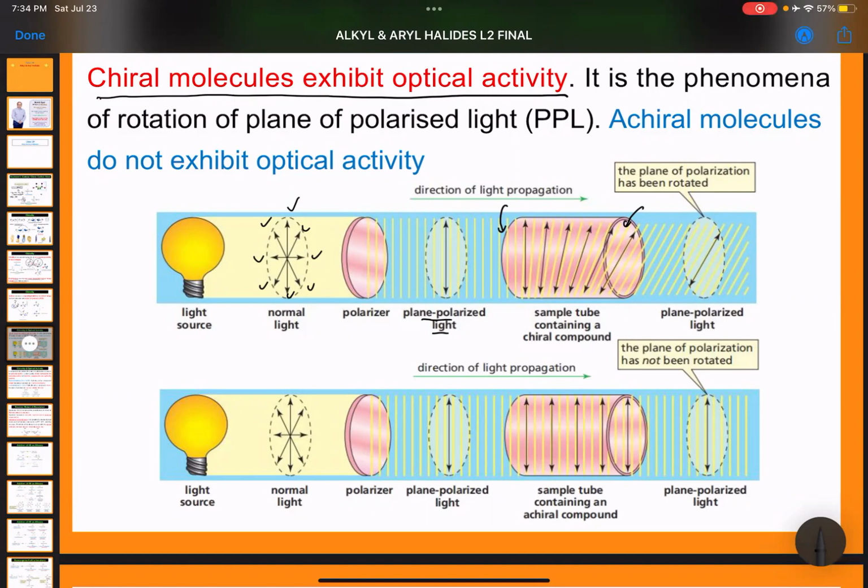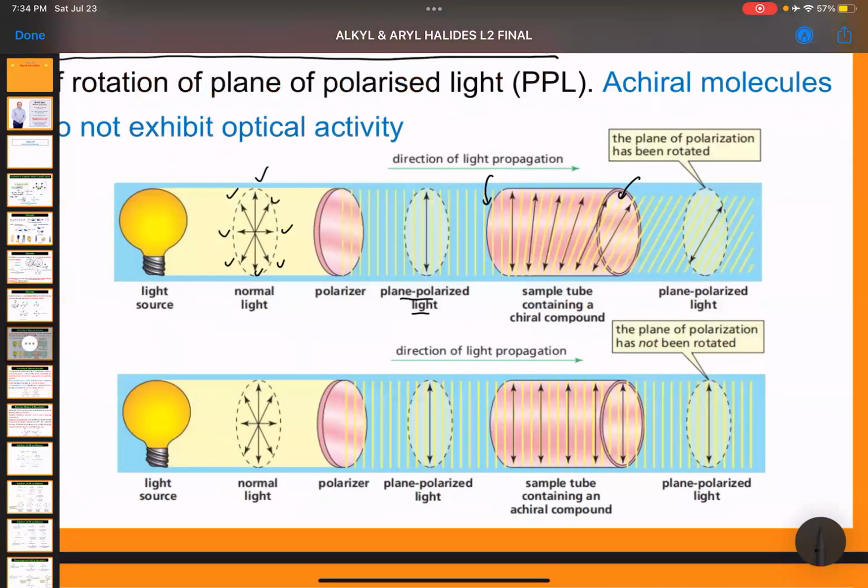An achiral molecule does not have a different kind of mirror image, because the molecule and its mirror image are the same and superimposable. Because it is symmetrical, not all four groups are different. If you pass polarized light through it, it will not rotate in any direction. So you can see over here.